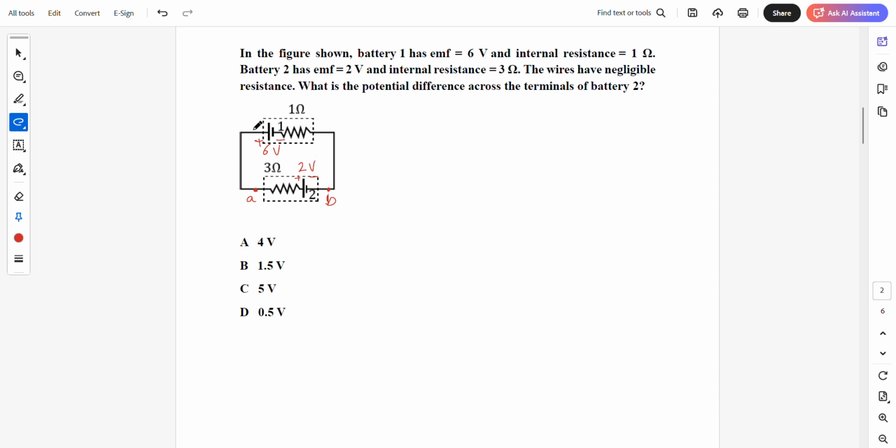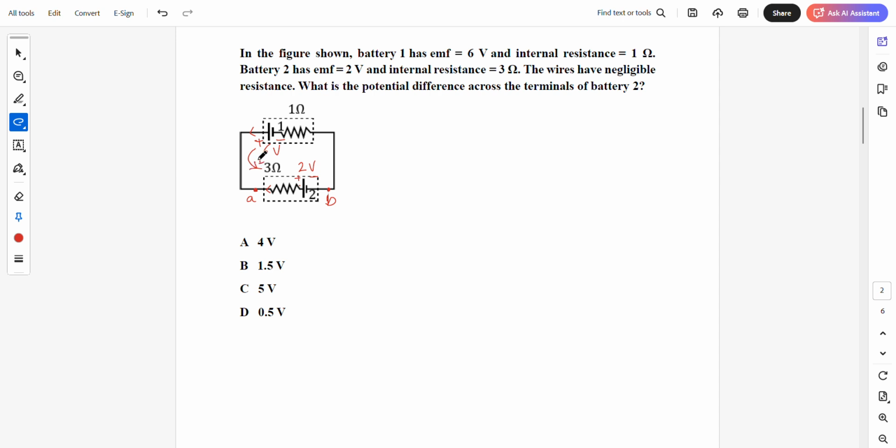What is the current flowing here? See, this battery is trying to give current like this. This is plus, right? And this battery is trying to give current like this. Both are in opposite polarity. One is in the anti-clockwise direction and the other is in the clockwise direction, but which is dominating? This one is dominating, so current will flow like this only.